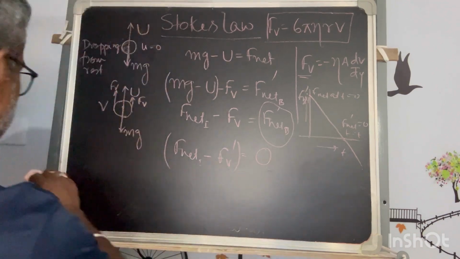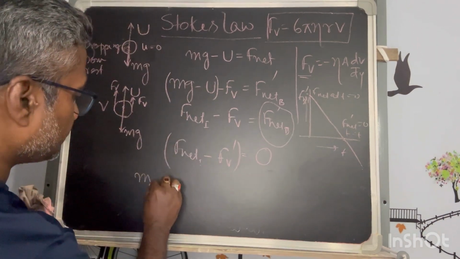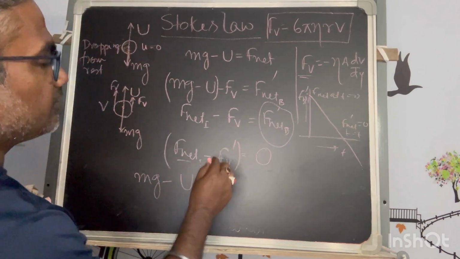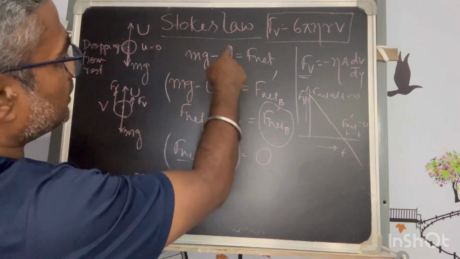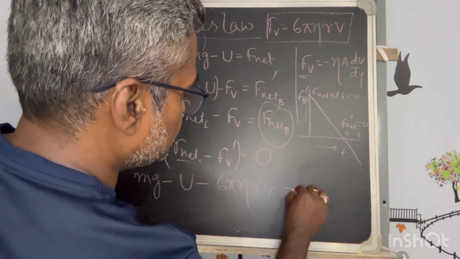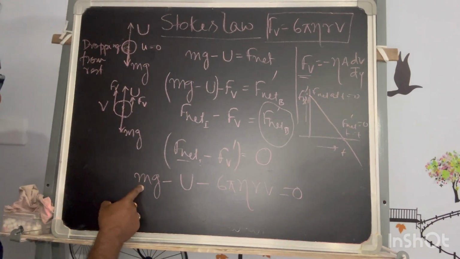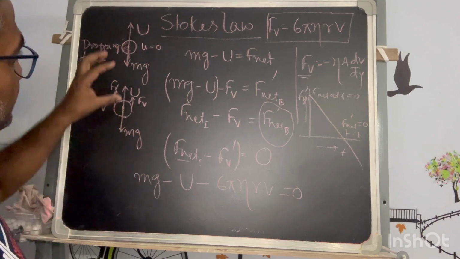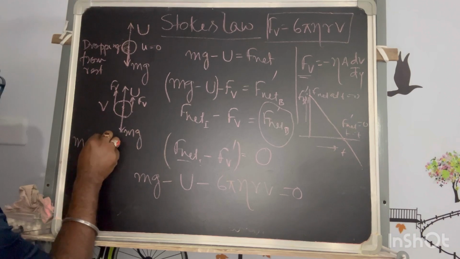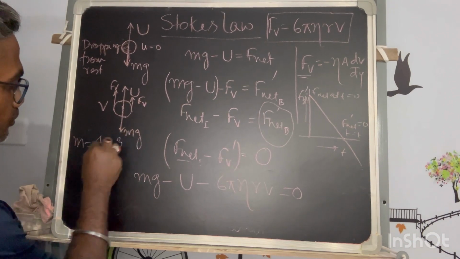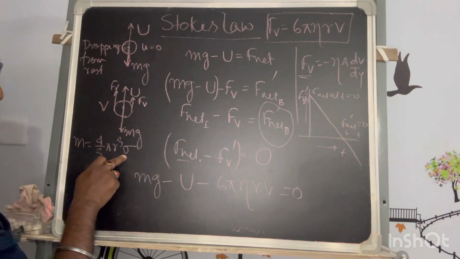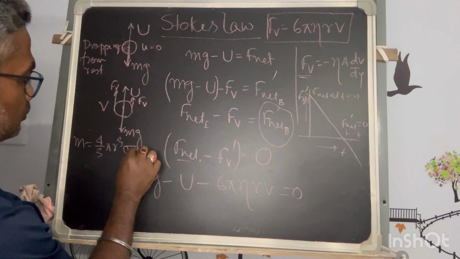Now we can understand that F net is equal to 0. So F net is equal to mg minus U, that is the constant force, minus Fv, which as per Stokes law for a spherical body is 6 pi eta Rv, equal to 0. Now we'll put in the values. Here m is the mass, talking about the weight of the body. The mass of the spherical body is 4 by 3 pi r cube times the density of the spherical body, which we take as sigma, into g.